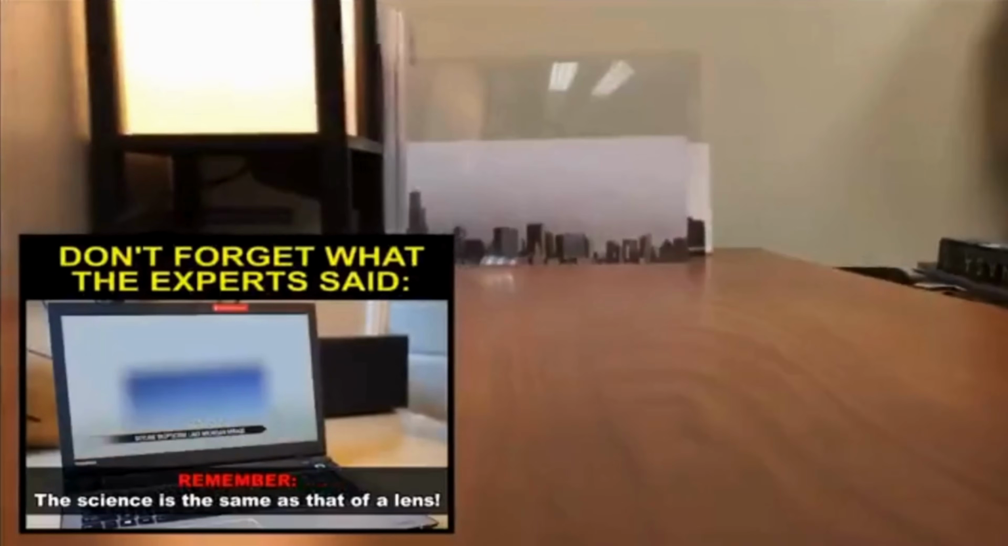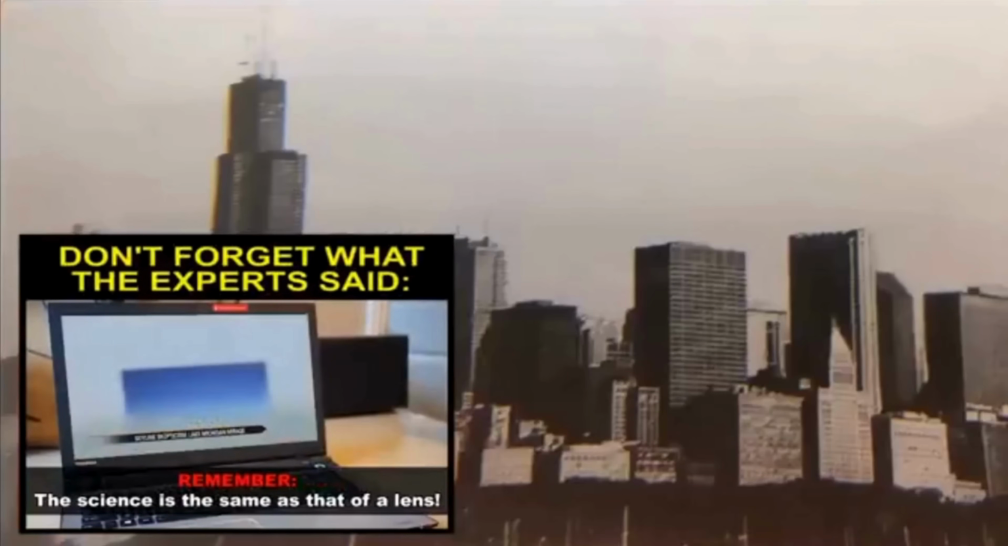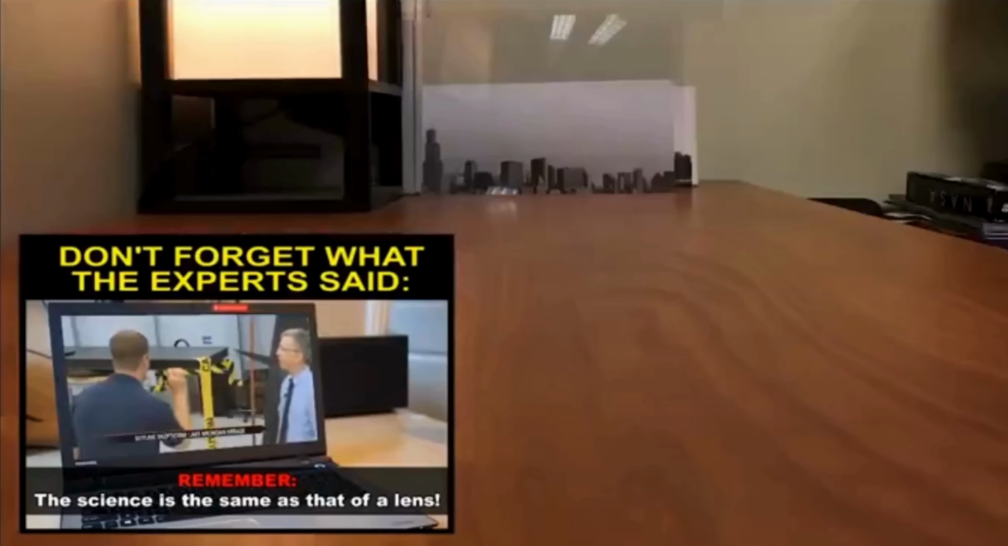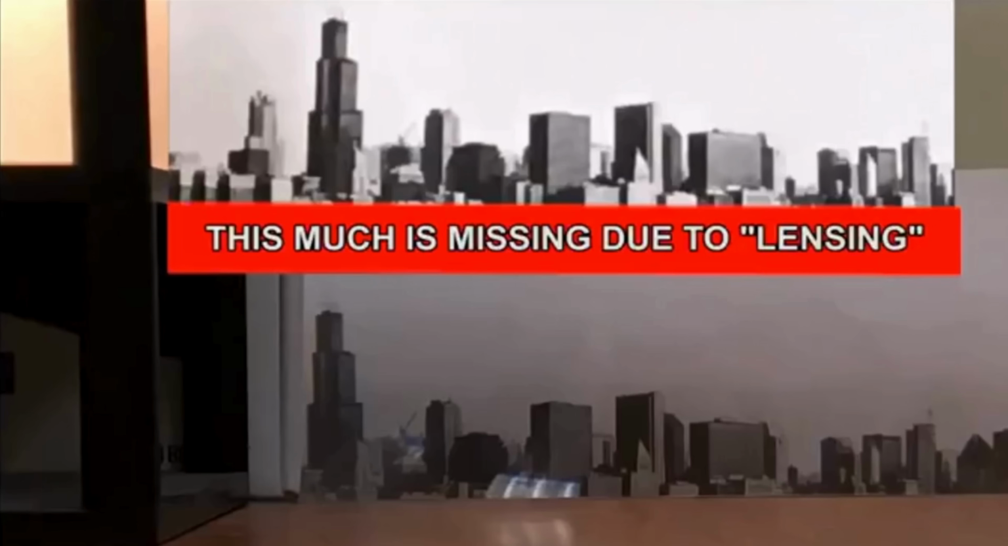Here's a simple example. So if you're looking at Chicago here, the atmosphere really is acting like a lens, and this is how much of the city is missing due to the lensing effect, the magnification of the atmosphere. You're missing a good portion of the city just by pulling my iPhone back on a 3-foot long desk. That's how much I lost of the city.